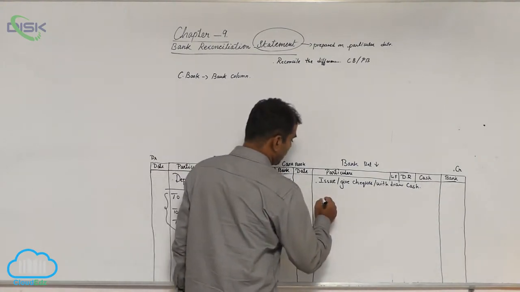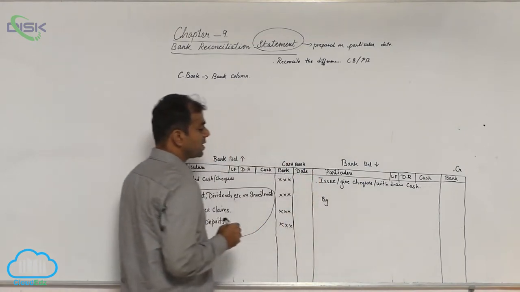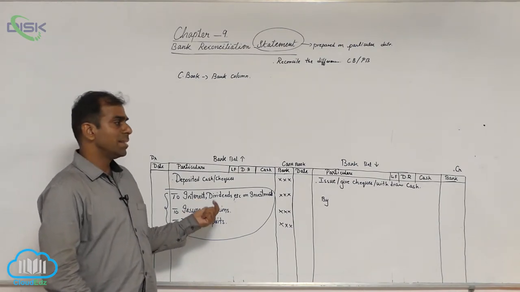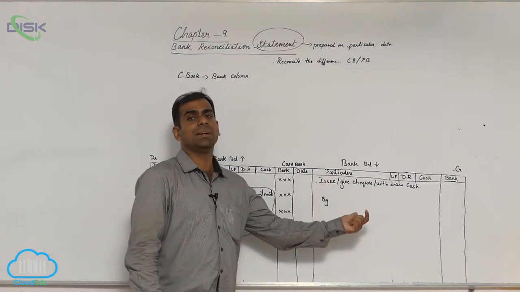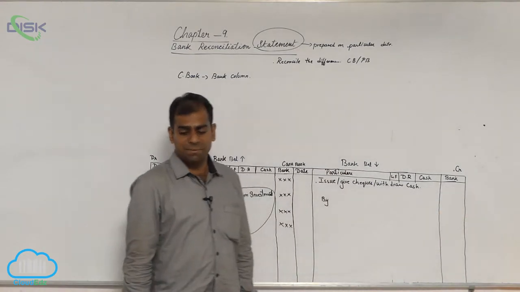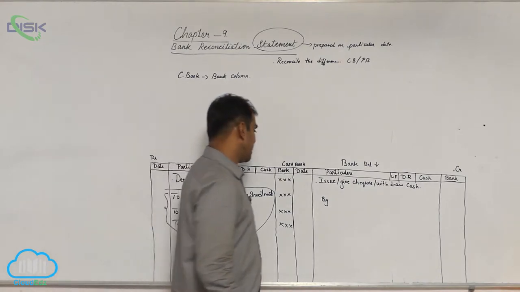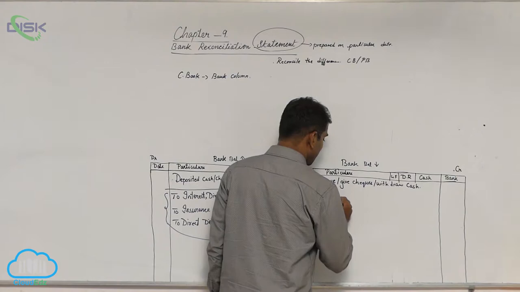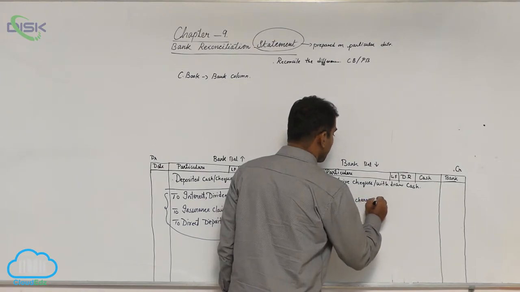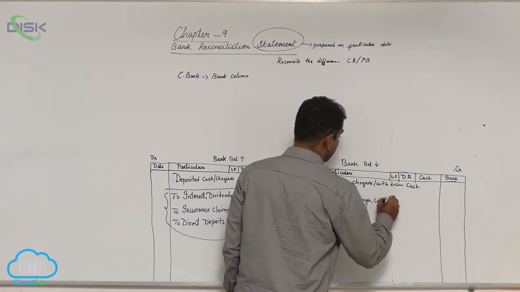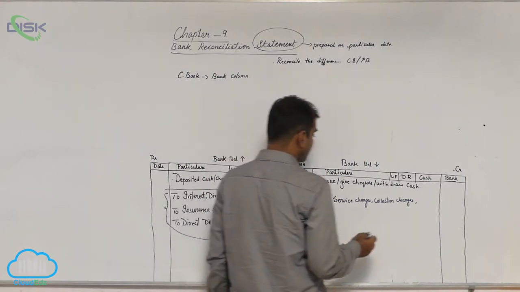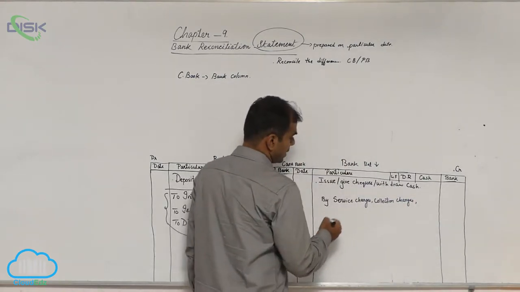Similarly, just like how we have some transactions which we enter into the cash book only after we receive the information from the bank, there are also some transactions which we enter onto the credit side of the cash book, in the bank column, only when we get the information from the bank, such as, for example, "by service charges", "by collection charges". Then next, you can say bank charges.